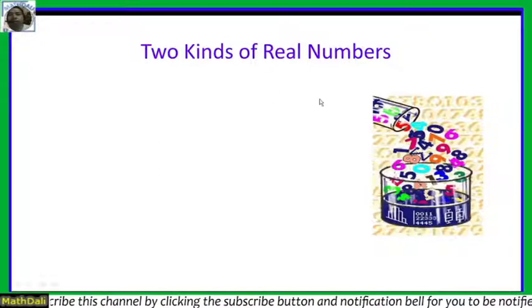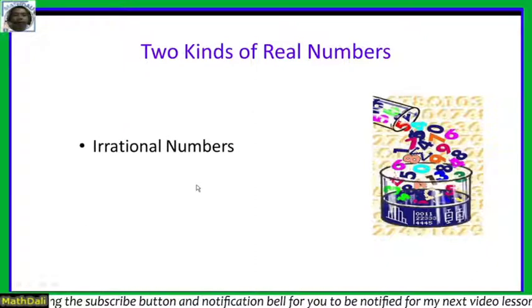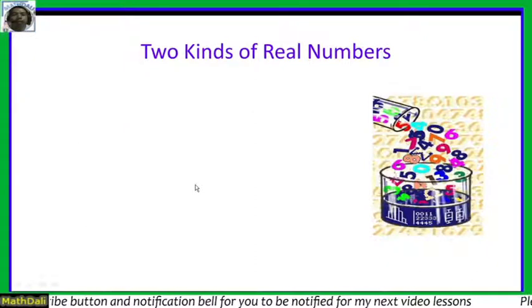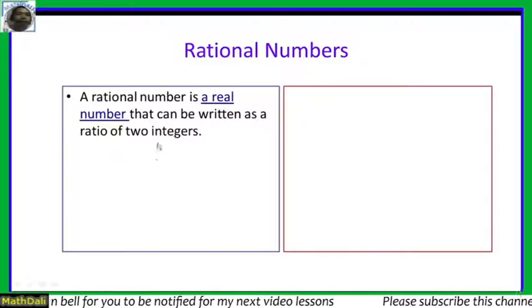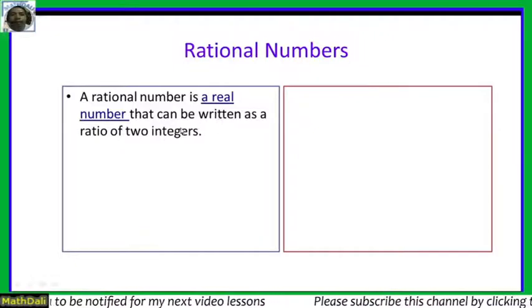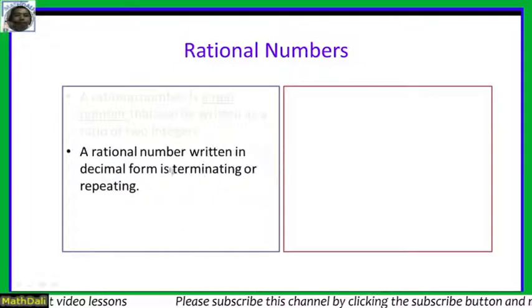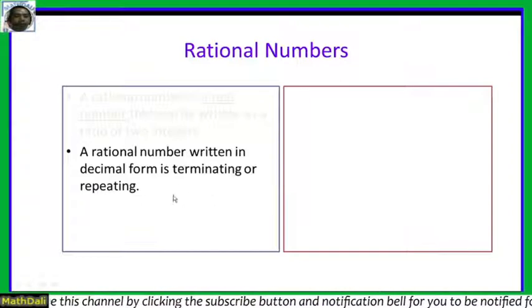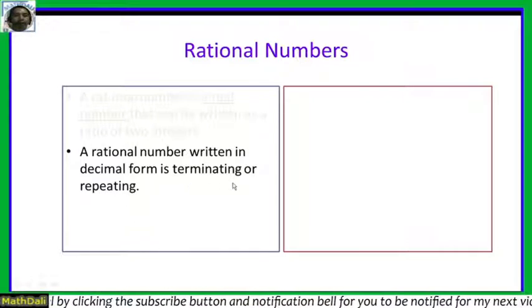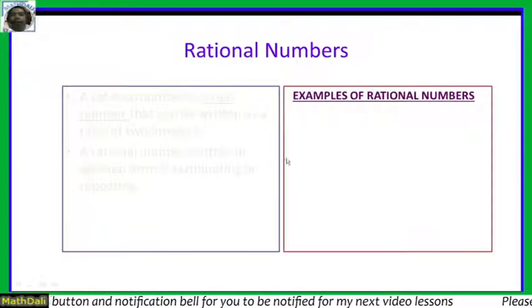Okay, two kinds of real numbers. Meron tayong tinatawag na rational numbers and irrational numbers. Isa-isayin natin yan. Okay, so unahin muna natin yung ating rational numbers. Rational numbers are real numbers that can be written as a ratio of two integers. Rational numbers written in decimal form can be terminating or repeating. So pagka terminating, yung decimal natin hindi na umuulit. Pag repeating, yung decimal ninyo ay continuous na umuulit.